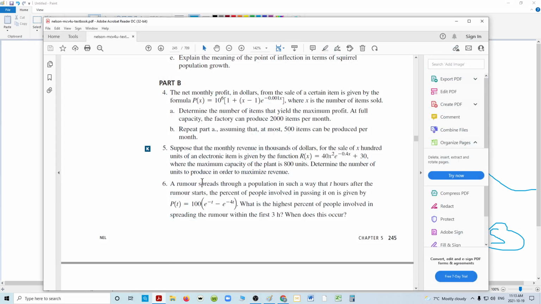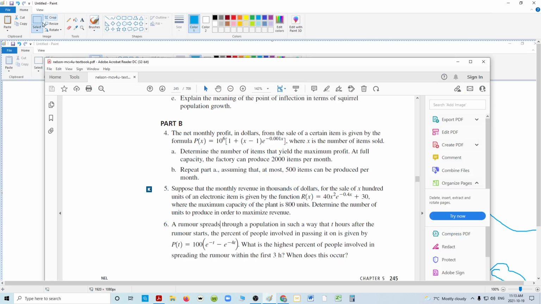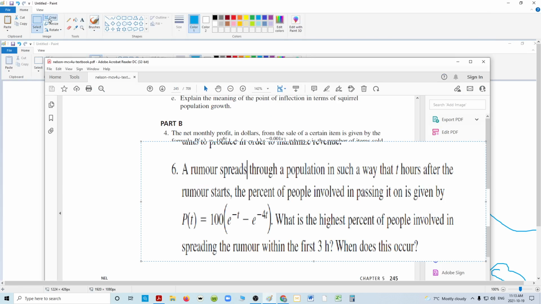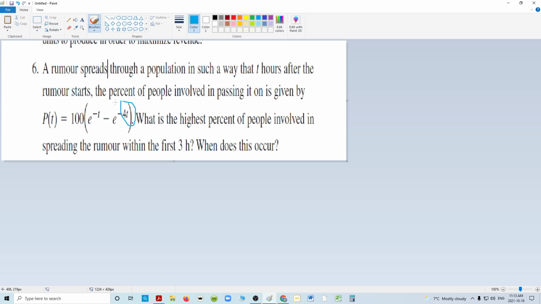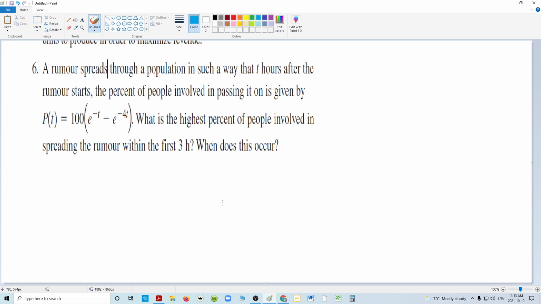Yeah. A rumor spreads through a town, so. And they want to know the rumors represented by a percentage of people. The percentage of people is based on time. And again, we have a small decay curve subtracted by a main decay curve. As we saw last time, that produces a weird little bubble like that. So we're going to find a max, and this will be the x-axis somewhere. We're going to find a max somewhere there, just like the other subtraction, which was -3 to the t. What's the highest percent of people in the first 3 hours?